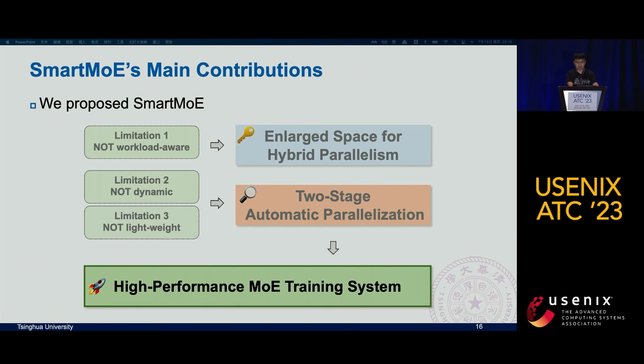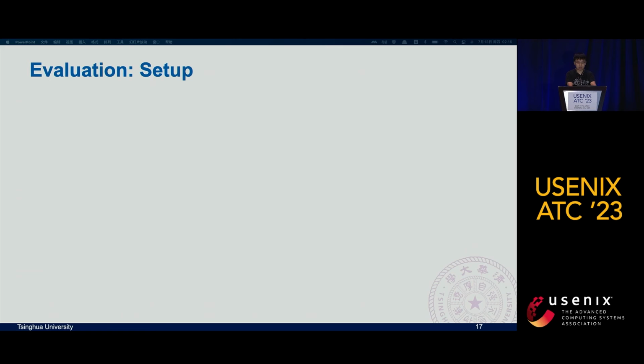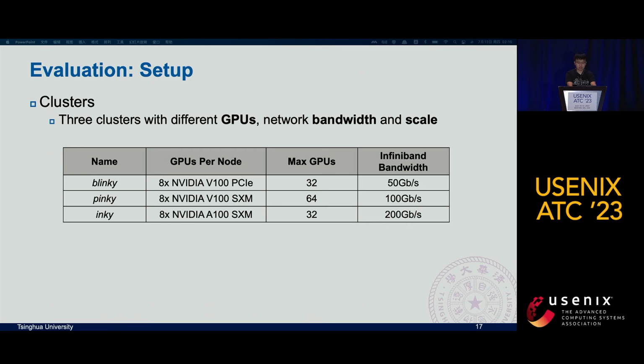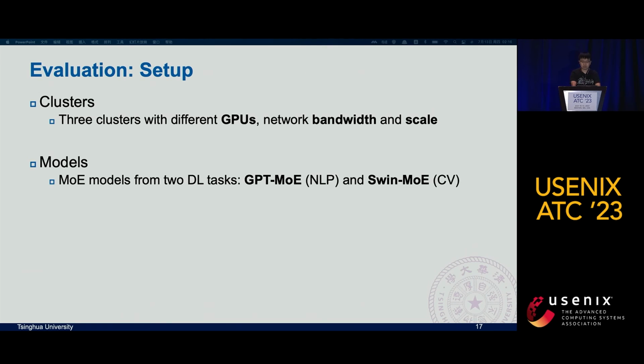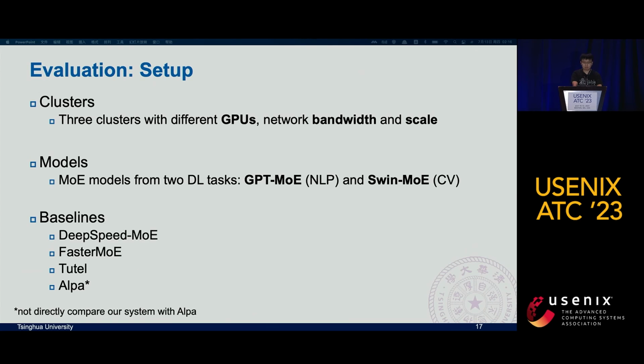Finally, we showcase the test results of SmartMoE. Our experiments considered various scenarios. We used 3 clusters with different types of GPUs, network bandwidth, and scales. For models, we selected GPT-MoE and SwinMoE. We compared our system with 4 strong baselines, including DeepSpeed MoE, FasterMoE, Tutel, and APA. It should be noted that we did not directly compare our system with APA.